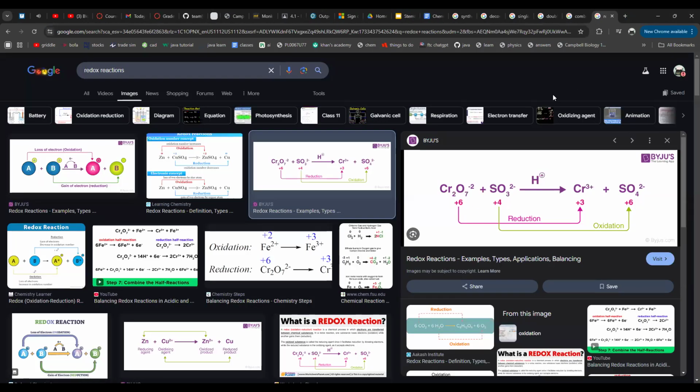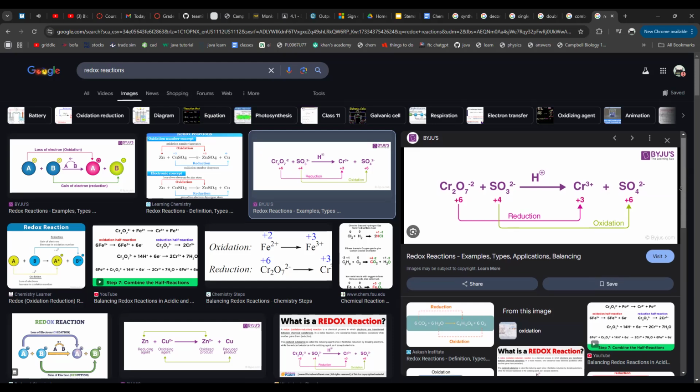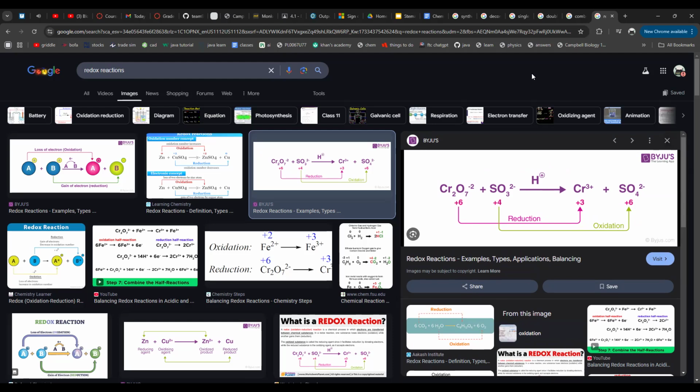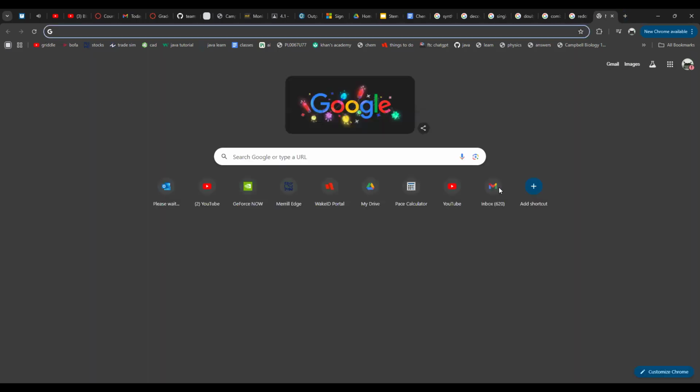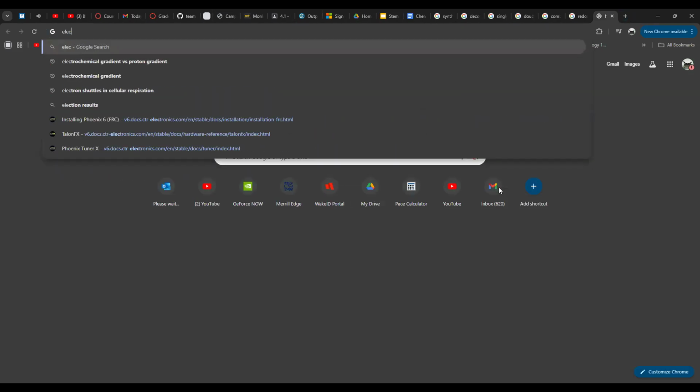Can someone tell me what the law of conservation of mass is? It's like mass has to be conserved. Could you please elaborate on that statement? Mass cannot be destroyed or created. Okay, yeah, it can only change. Well, good.